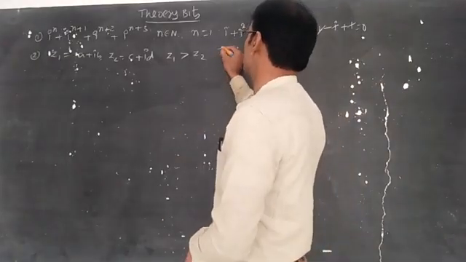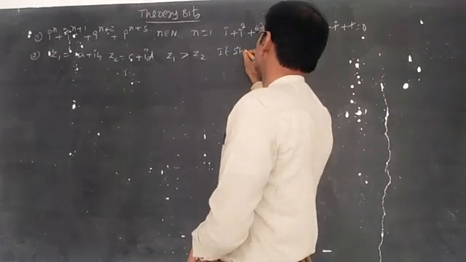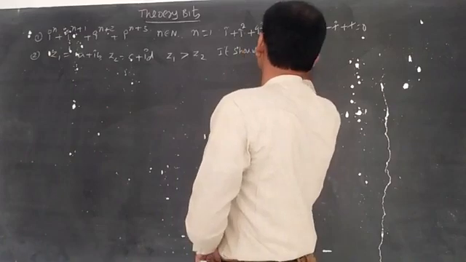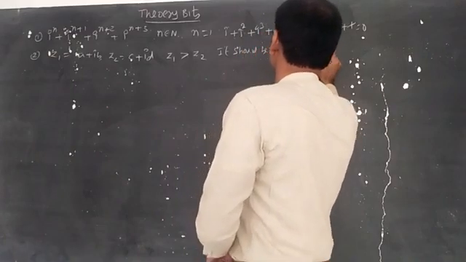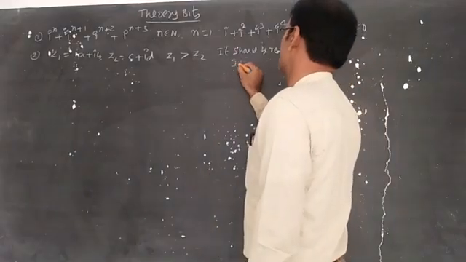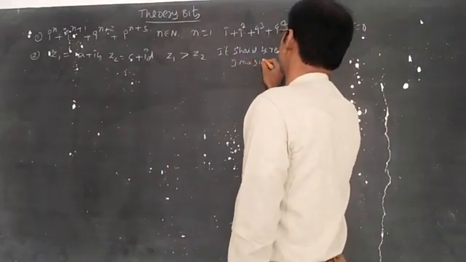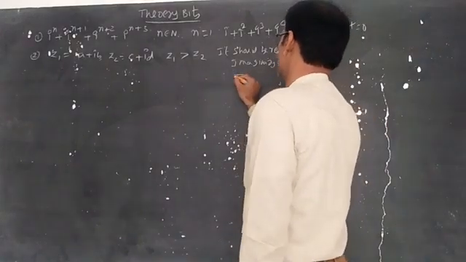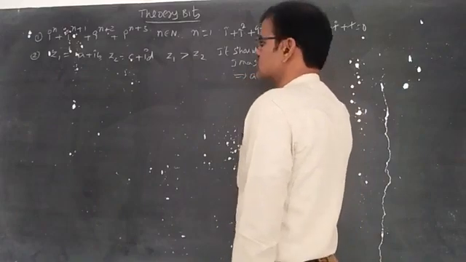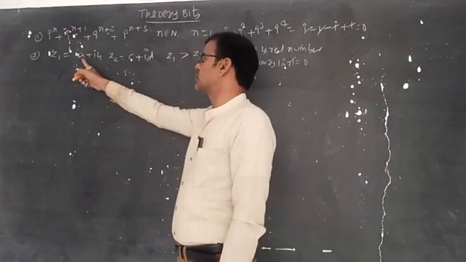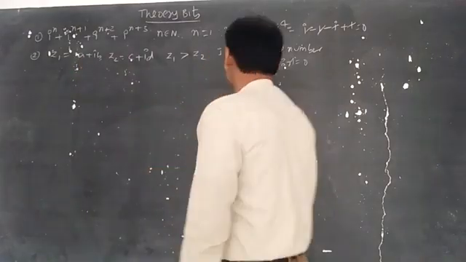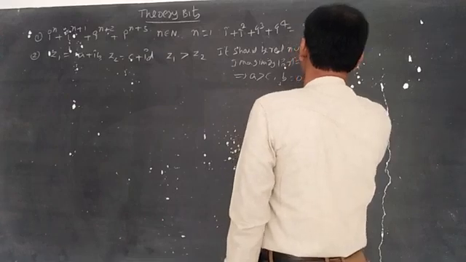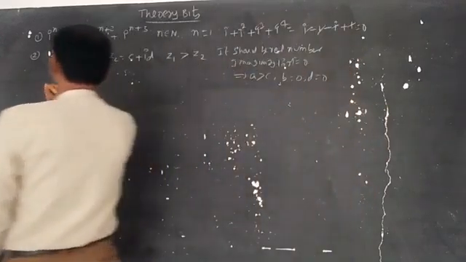So it should be a real number. Whenever it is meaningful, it should be a real number. There is no question of an imaginary part, so the imaginary part should be equal to 0. That implies z1 greater than z2 becomes a greater than c, and b equal to 0, d equal to 0. The imaginary part should not be there.